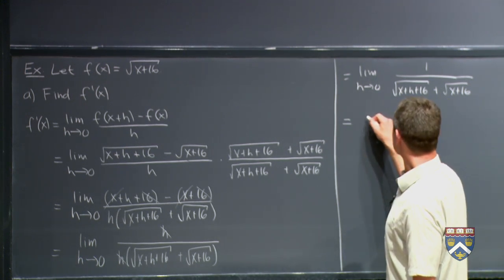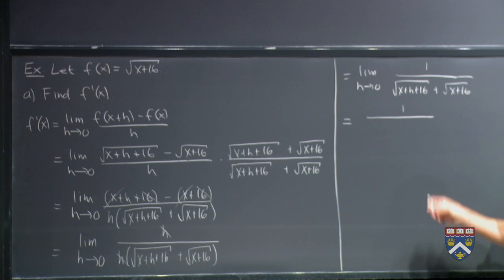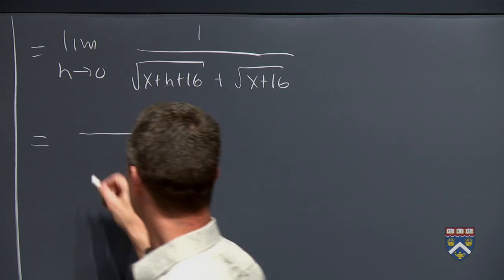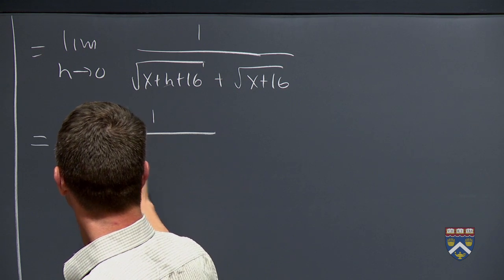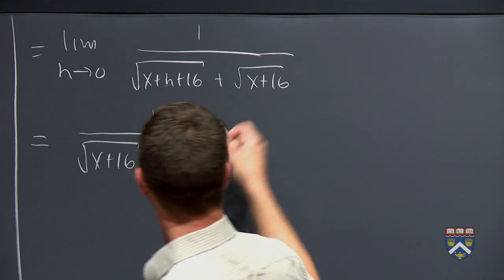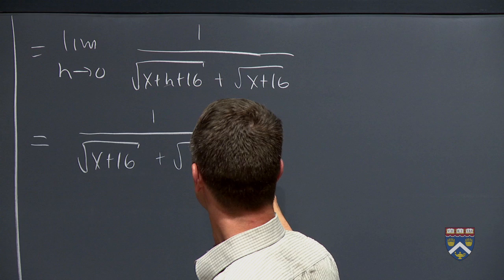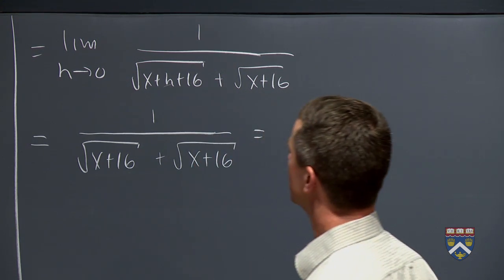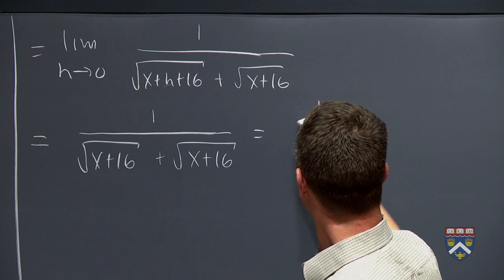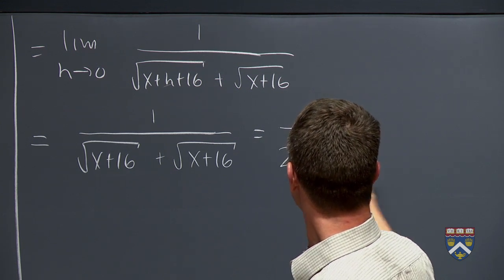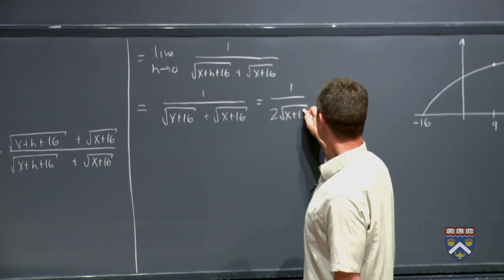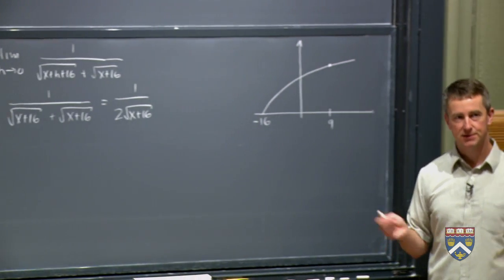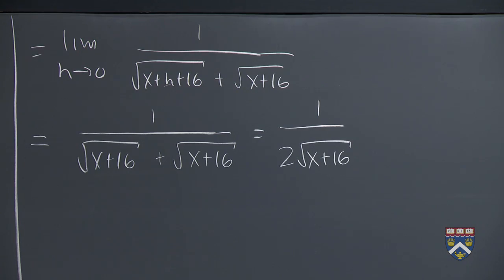Nothing changes in the top because the top doesn't have any h's in it. When h goes to 0, x plus h plus 16 just goes to x plus 16. So we get square root of x plus 16. And this one doesn't have any h's in it, so it just stays square root of x plus 16. And if you want, you can clean that up a little bit and write it as 1 over 2 square roots of x plus 16. So that tells us the slope at any given x value that we want to plug in.